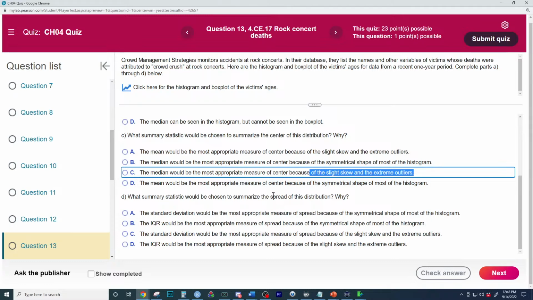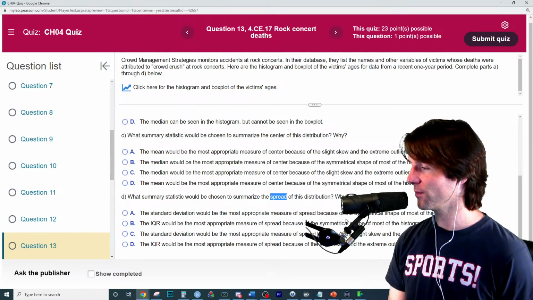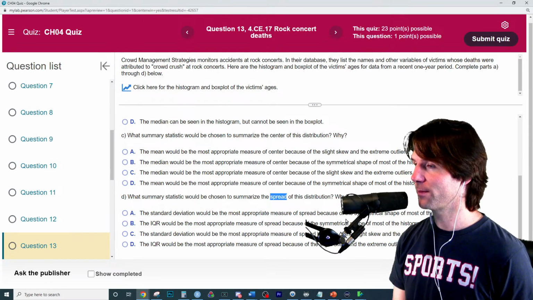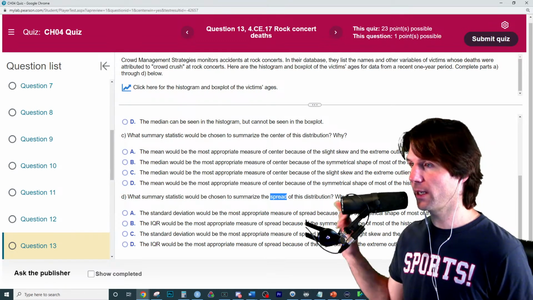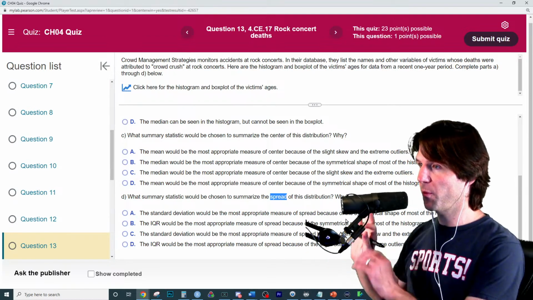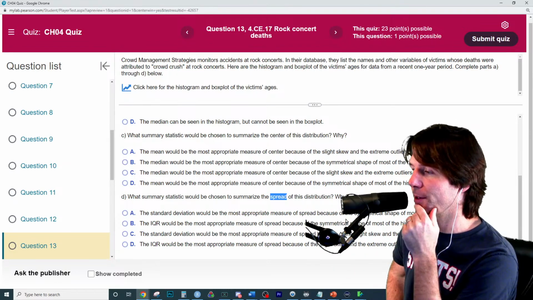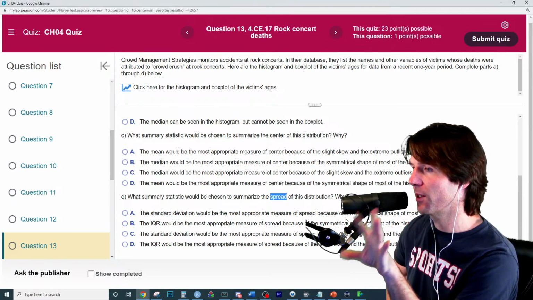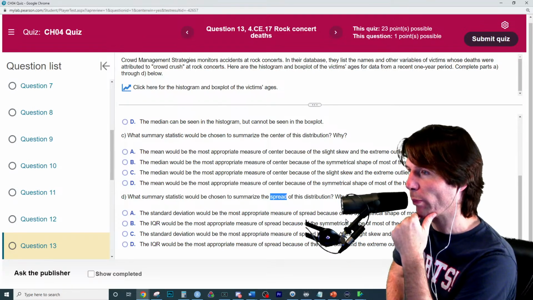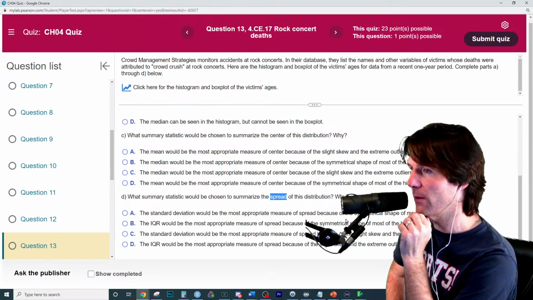What summary statistics should be used for spread? So what should we use for spread right here? What should be the spread of this data? Don't even look at the answers. Just remember what spread is for skewed data. Before you even look at answers, think: if data is skewed, what is the measure of spread? Because we're going to know the answer and then we're going to find it in the answers.